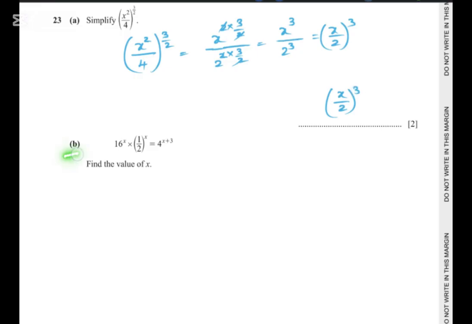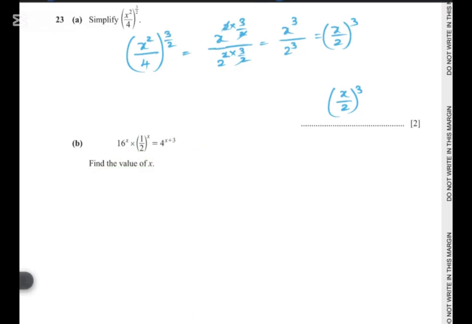Question B. 16 raised to x into (1 by 2) whole raised to x is equal to 4 raised to x plus 3. Find the value of x. So here we have left hand and right hand side. So 16 raised to x into (1 by 2) whole raised to x is equal to 4 raised to x plus 3. Now we have different bases here. We'll try to change all of the bases to base 2.